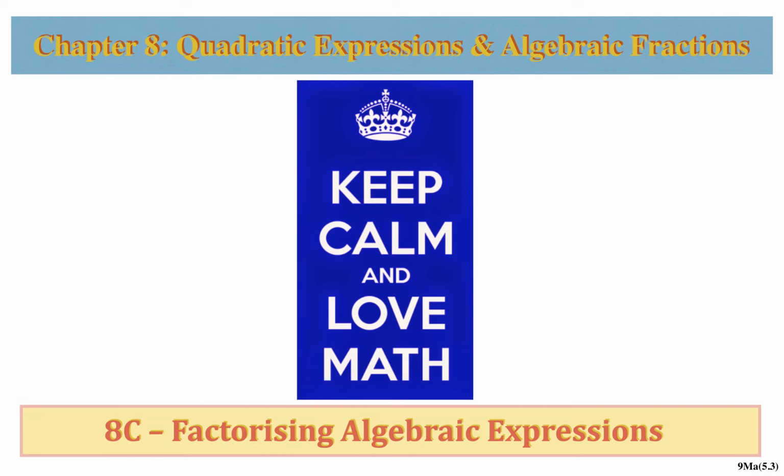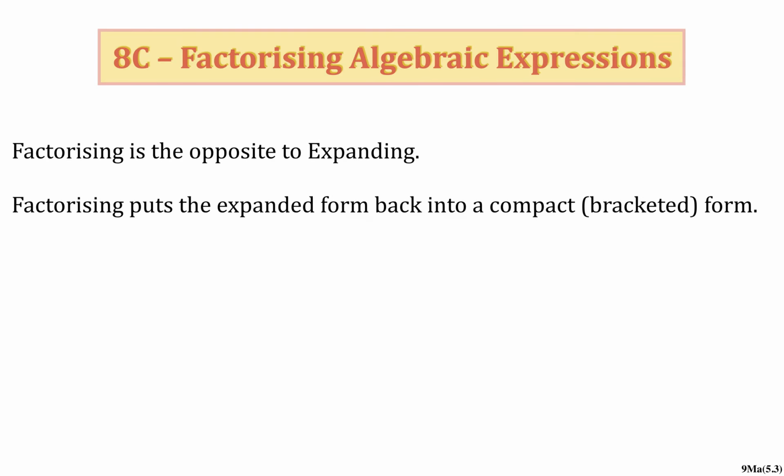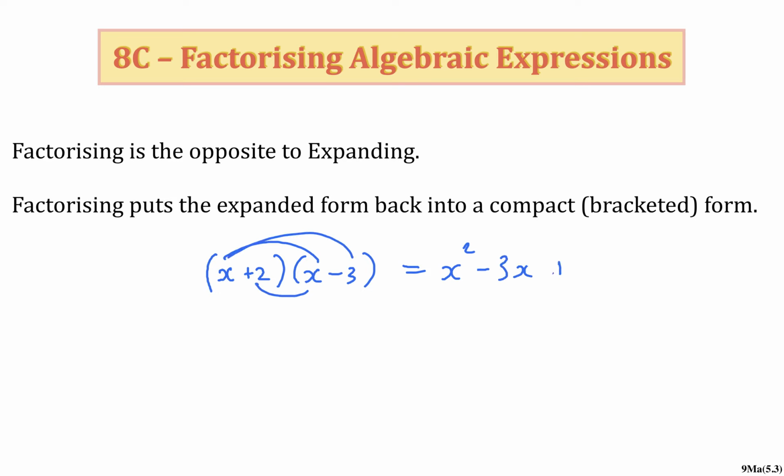Welcome to our third class on quadratics, and today we're going to be factorising, which is the opposite of expanding. Now you may remember in the past we've been doing things like this. We've been foiling brackets out. So we've gone x times x is x squared, x times minus 3 is minus 3x, plus 2x, minus 6, which gives x squared minus x minus 6.